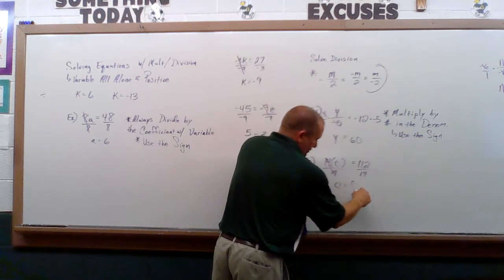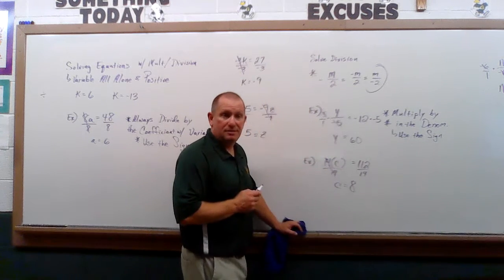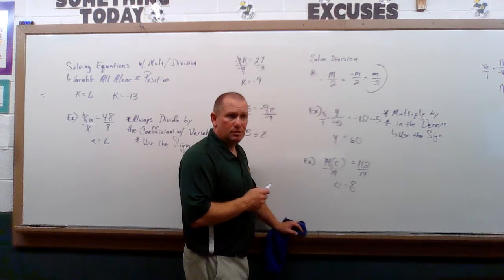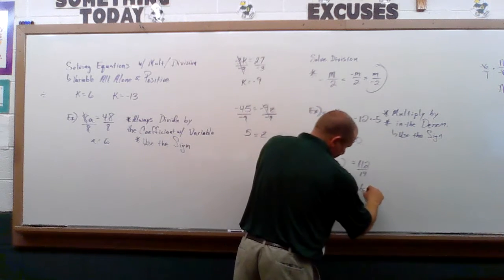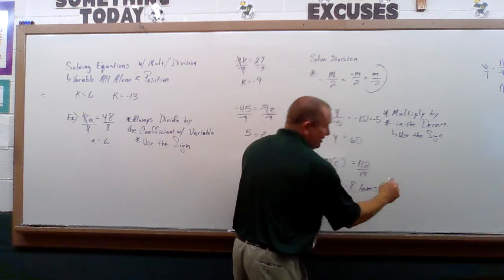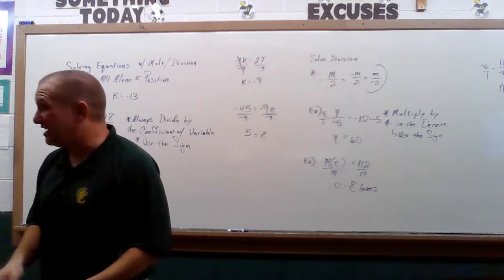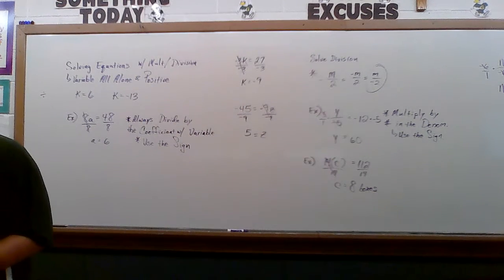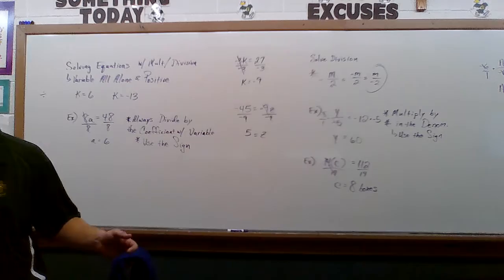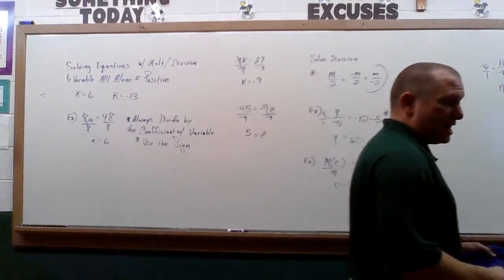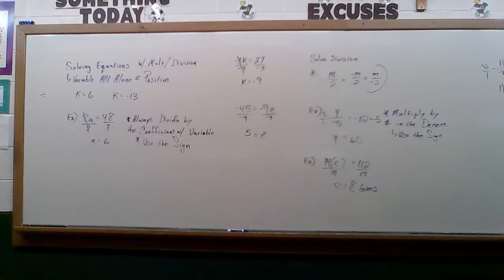So C equals. And then 8 what? What's my label? Boxes, right? So again, remember, anytime that I have a story problem at the end, I should always have a label on it. Whether it be money or, in this case, boxes. Okay? Questions? That's all that's in this section.